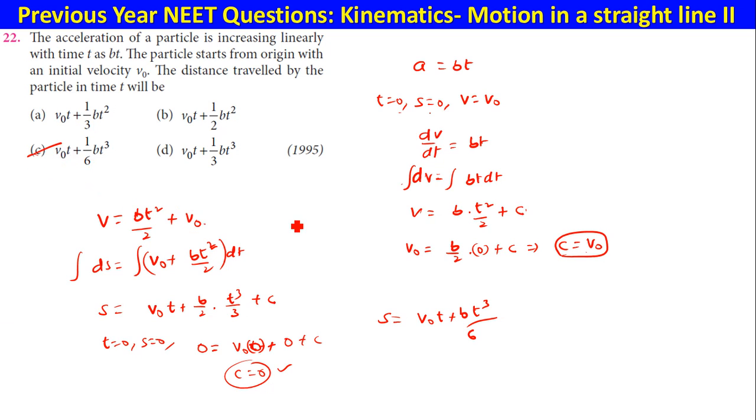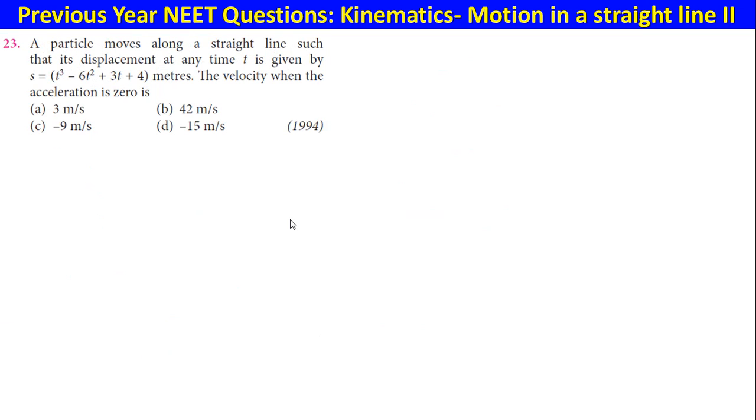Clear now? Yes. Now a particle moves along a straight line such that its displacement at any time is given by s is equal to this much. The question asks for the velocity when the acceleration is 0. So you need to find the velocity when acceleration becomes 0. Let us find the velocity first. Velocity, if you differentiate this with respect to time: t cube differentiation is 3t square, minus 6t square differentiation is 12t, plus 3t differentiation is 3. Now differentiate this with respect to time once again.